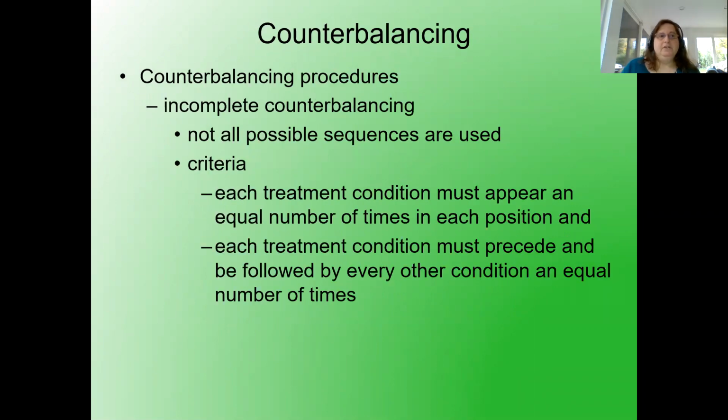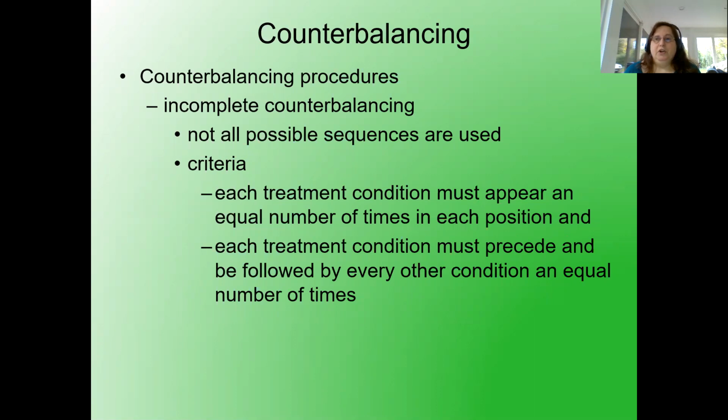Okay. So then we have incomplete counterbalancing, where not all possible sequences are used. This is a very clever approach. This is much more commonly used than complete counterbalancing. Okay. Now here's how it works. Each treatment condition must appear an equal number of times in each position.